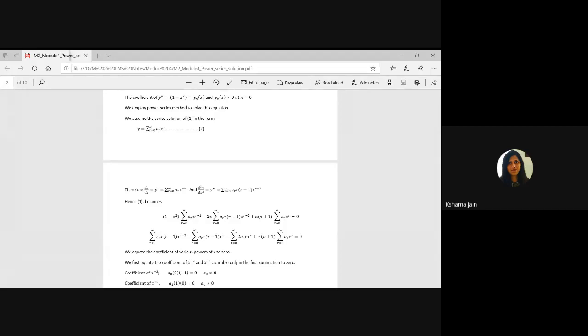See, if in a series, if I put a naught plus a1x plus a2x square plus a3x raised to power 4 equal to 0, what does that mean? When you equate, what happens if you equate the left side and the right side?